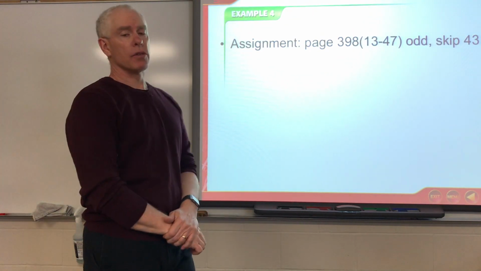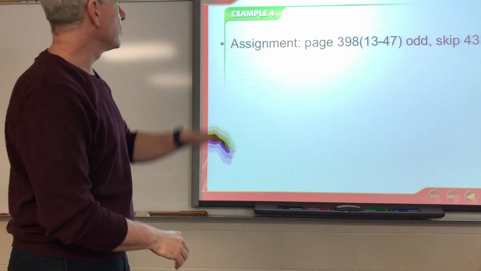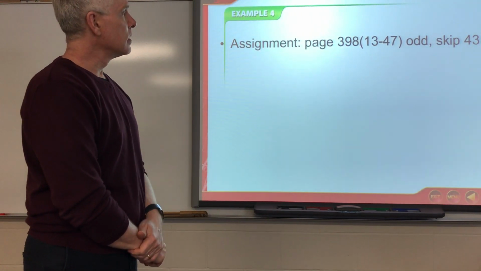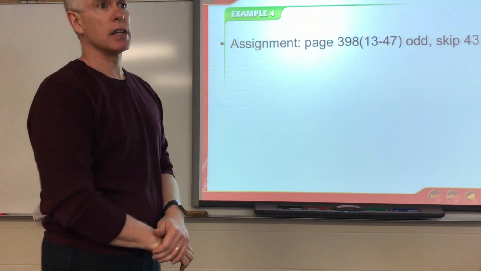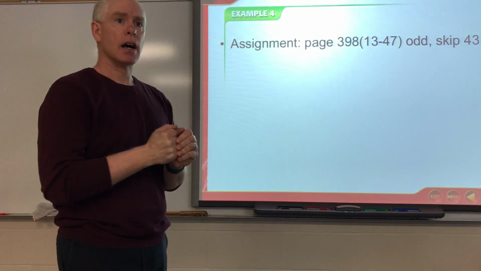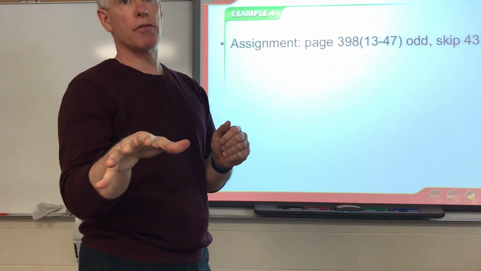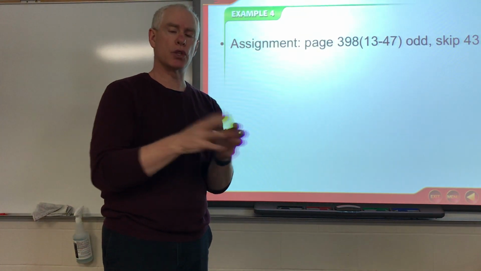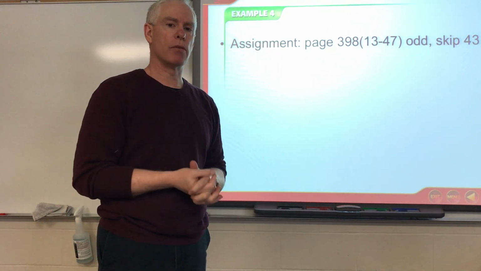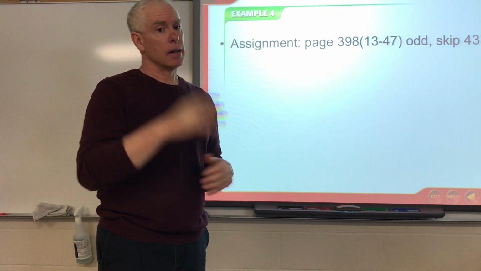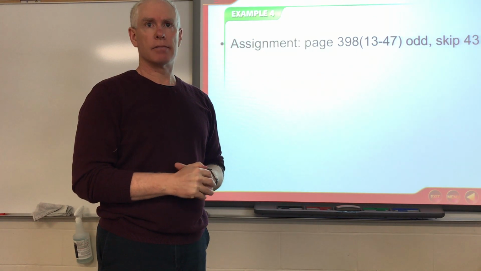Okay, so for section 6.1, I want you guys to do page 398, numbers 13 through 47, the odds, and I want you to skip 43. There will be some information for you on the Google Classroom on the stream as to how to upload this information to us. I hope this works out, you guys. Good luck.